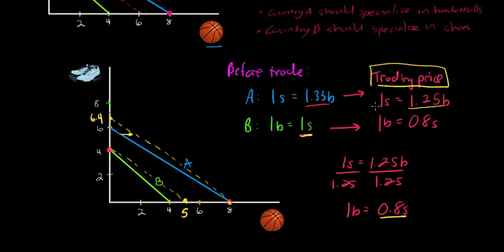Both countries have gained from trade because a trading price that is favorable for both countries has been established. And that trading price was 1 pair of shoes for 1.25 basketballs, or 1 basketball for 0.8 of a pair of shoes. Both countries have gained from trade. A trading price has been established that is between both countries' domestic opportunity costs.